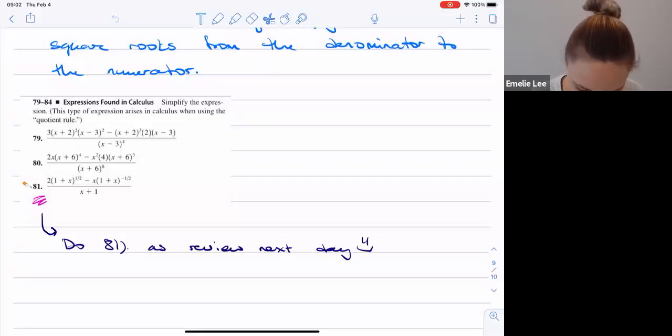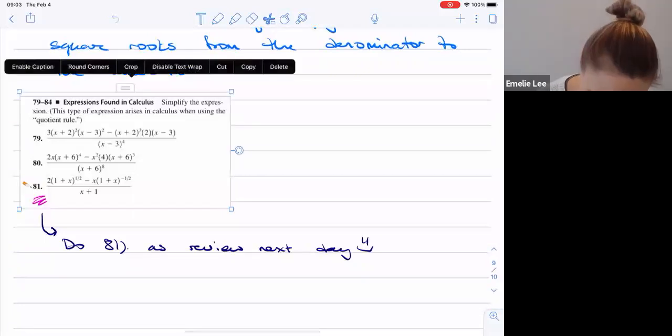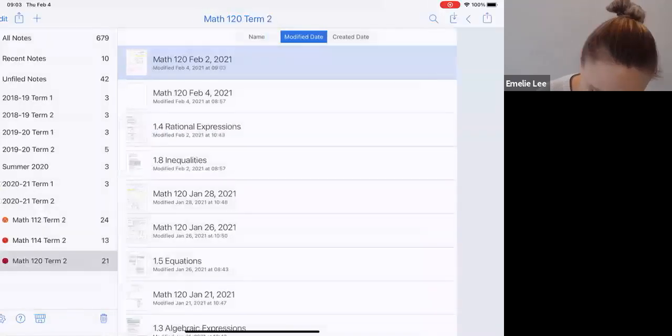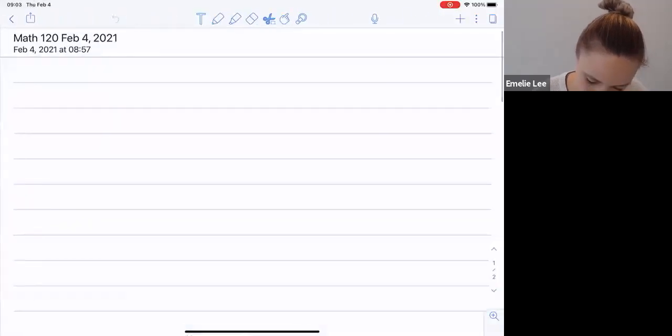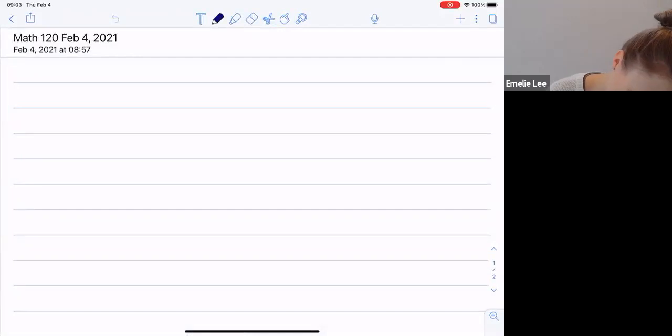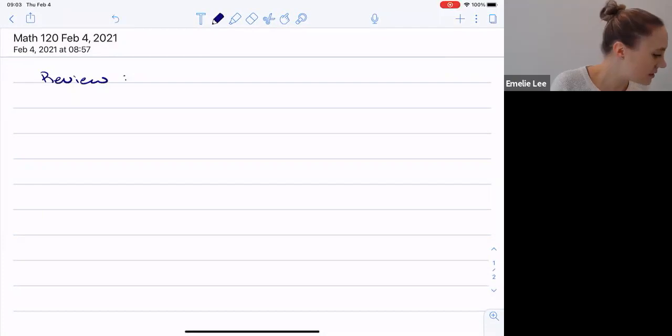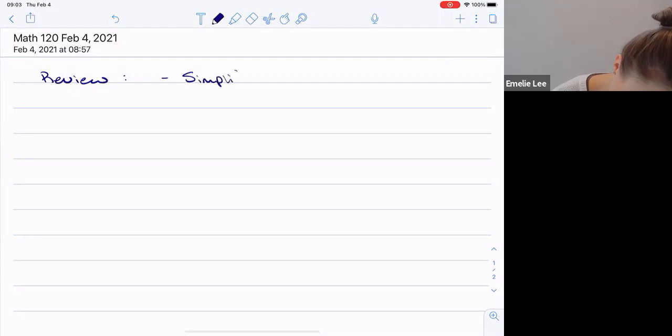So we said we were gonna do number 81 as review next day. Here we are next day, time flies. So I'm just gonna copy this in here and throw it in here. So just as a quick review, what did we do last day? We basically were simplifying rational expressions.